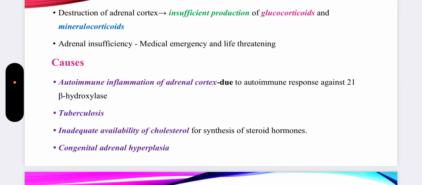What is the role of this enzyme? This enzyme was primarily involved in the conversion of progesterone to 11-deoxycorticosterone. It is a very, very important step in the synthesis of glucocorticoids. Okay. It can occur because of tuberculosis, inadequate availability of cholesterol for the synthesis of steroid hormones, and because of congenital adrenal hyperplasia.